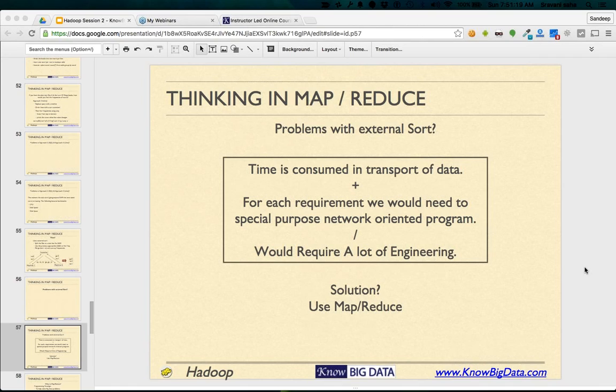Second is, for each requirement we would need to design a special purpose network oriented program. If you see here, every time we do something, we'll have to design our own special purpose program, right?